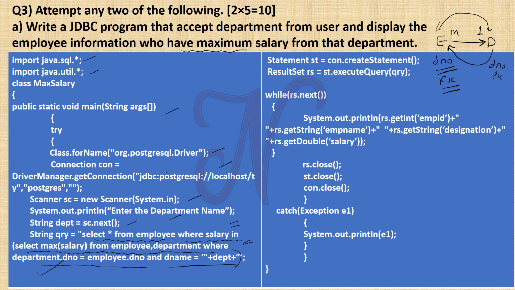Okay, so here by using the result set statement, we print the result this way: employee ID, name, designation and the salary. We close all the connections. So this is the answer to that question. So write this program carefully. So going to the next question.